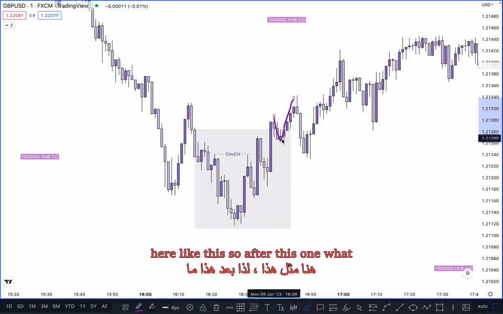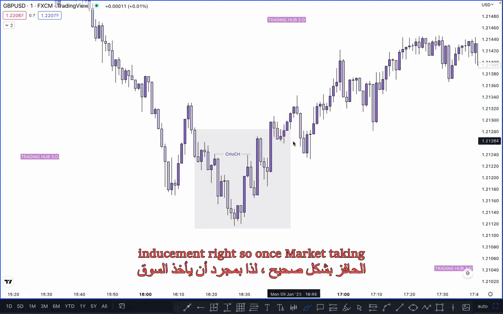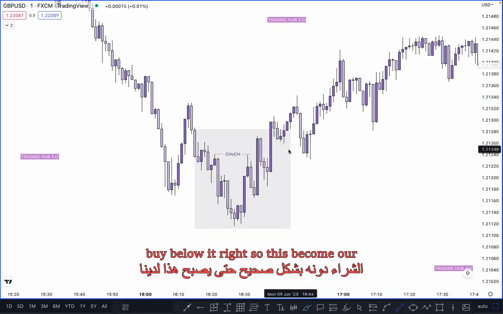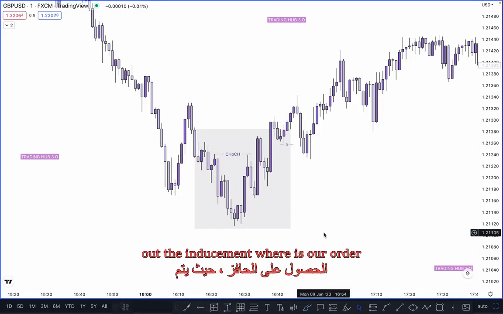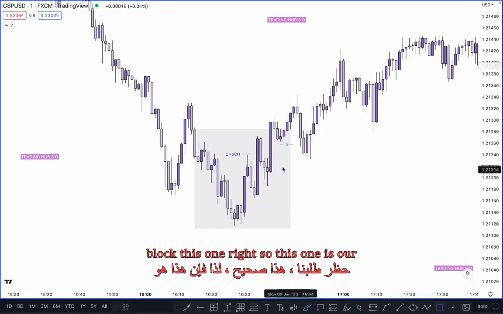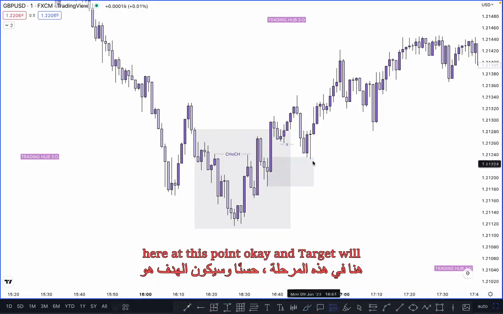So after this one, what happened here? Market created this inducement, right? So once the market has taken out this inducement, we can definitely buy below it, right? So this becomes our inducement at this point. After taking out the inducement, where is our order block? This one, right? So this one is our valid order block. Definitely you can buy here at this point, okay?